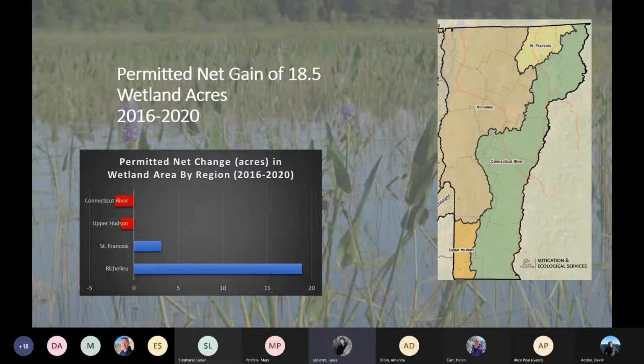So taking that with the last slide, we find that there was a net gain of wetland overall in the state for the time period of over 18 acres. That net change was variable across the 4 major basins in Vermont. So here I have the 4 basins, and the majority of restoration or gains occurred in the Richelieu and the St. Francois areas.